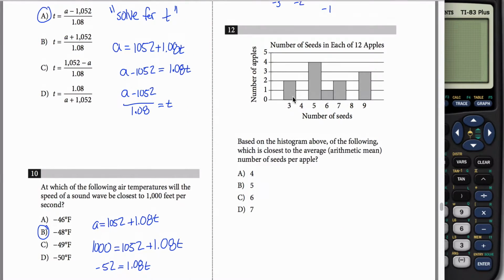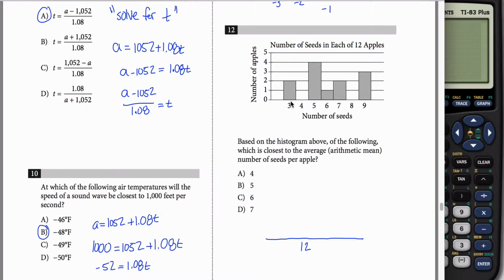Number 12. Got a graph. The number of seeds in each of 12 apples. I'm given this histogram here. Based on the histogram above, which is closest to the average number of seeds per apple? Okay, so to figure out the average, you add up all your observations and you divide by the number of observations. I have 12 observations here, so you divide by 12.